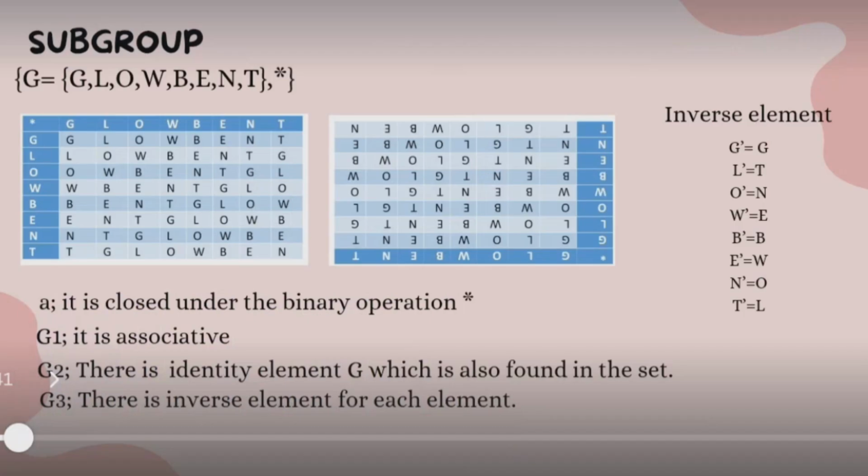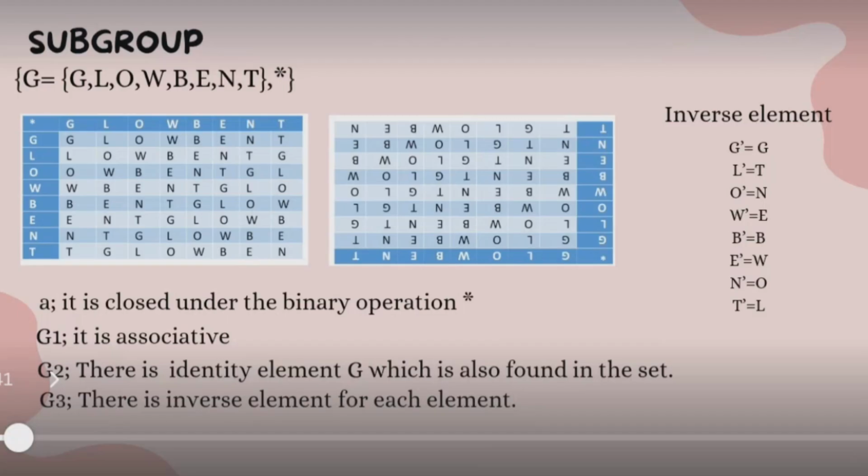So first, the set of G with the binary operation Globant. This is the condition: it is closed under the binary operation star. And of course, we have the conditions that we need to satisfy. First, it is associative. If we turn the table 180 degrees, the result is still the same, so it means it is associative.